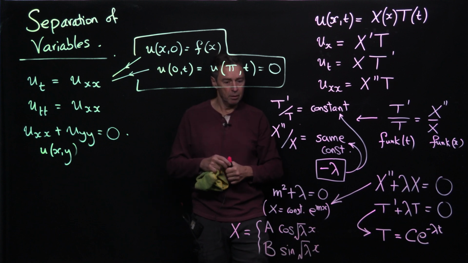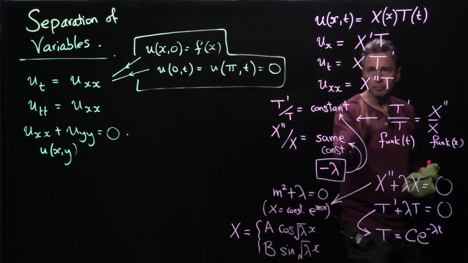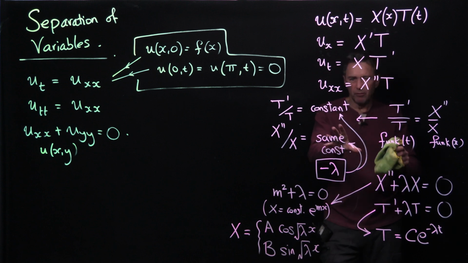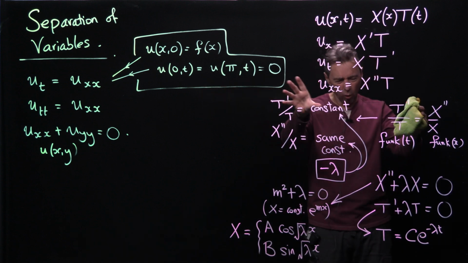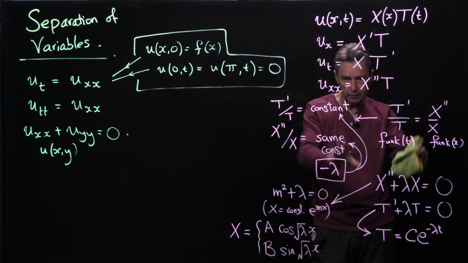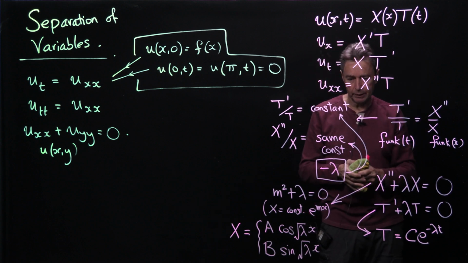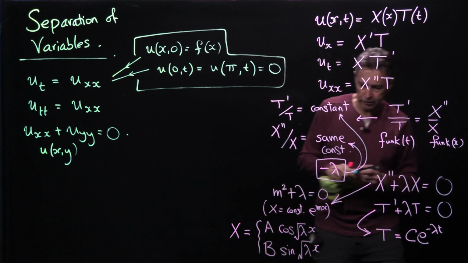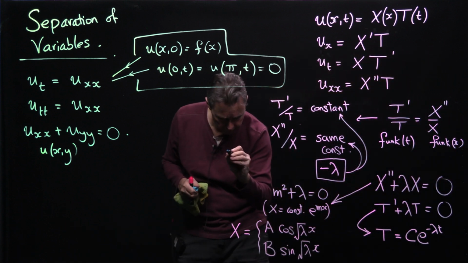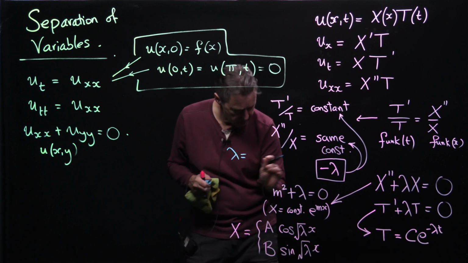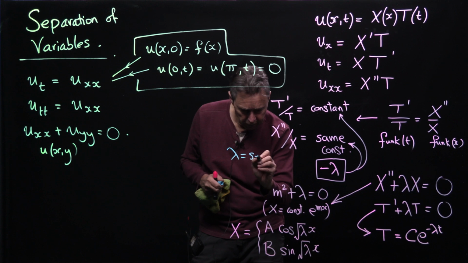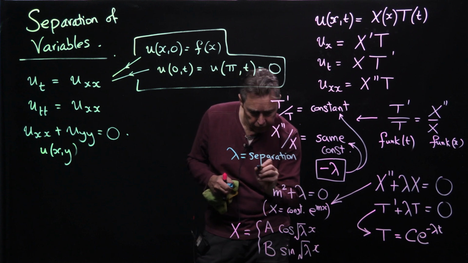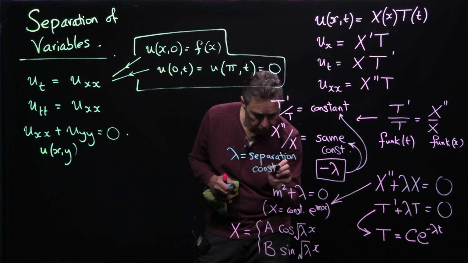Okay, that's basically solving the problem. Right, we've dealt with the PDE, or equivalently the two ODEs that we get by separating variables. I should just say one thing, which is that lambda here has a special importance in the methodology, and it's usually referred to as the separation constant.